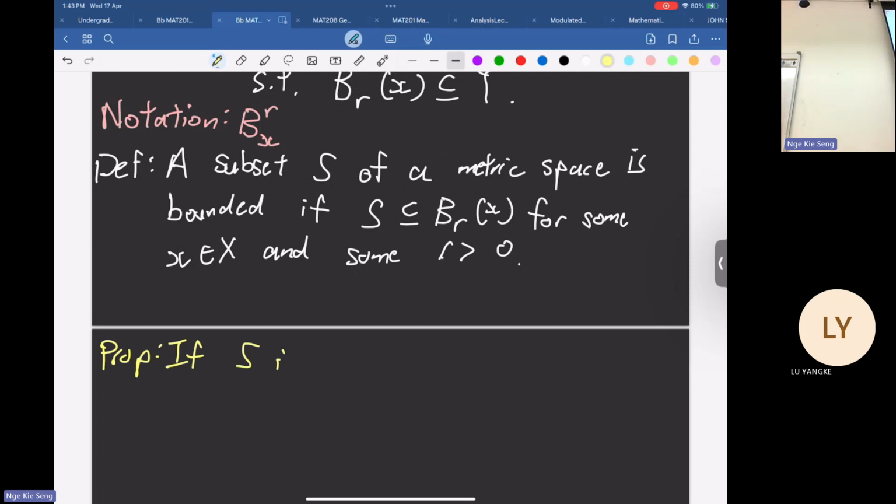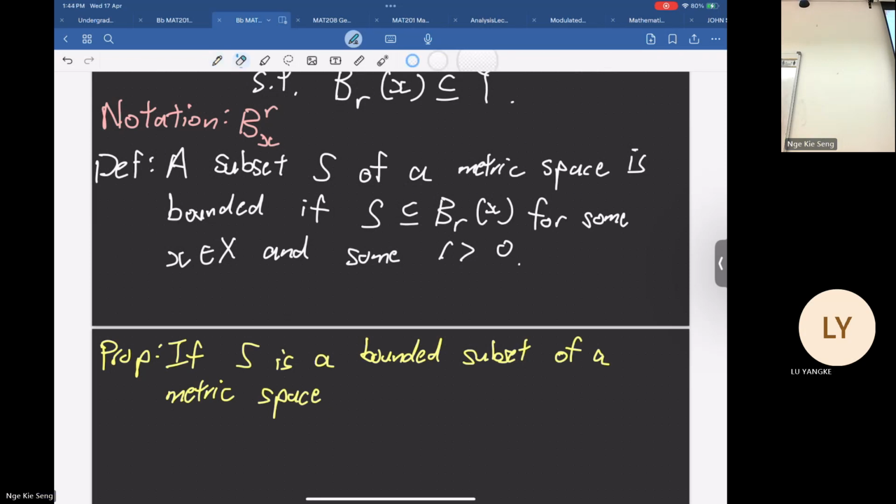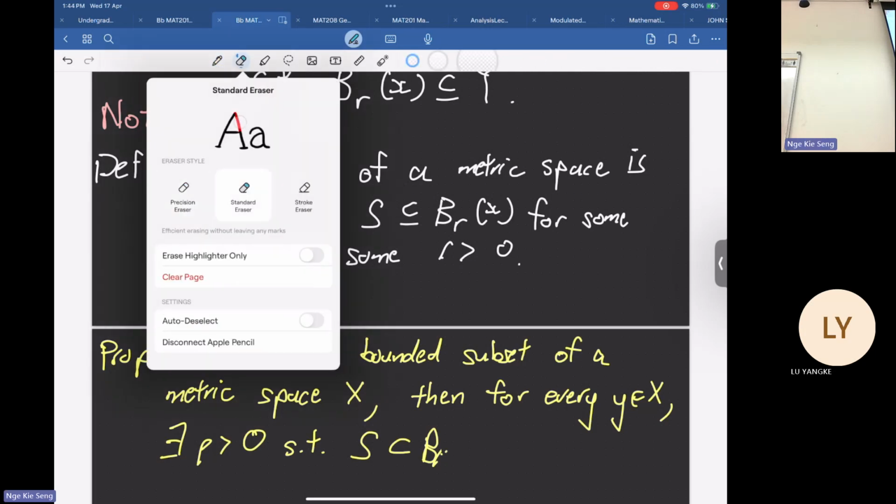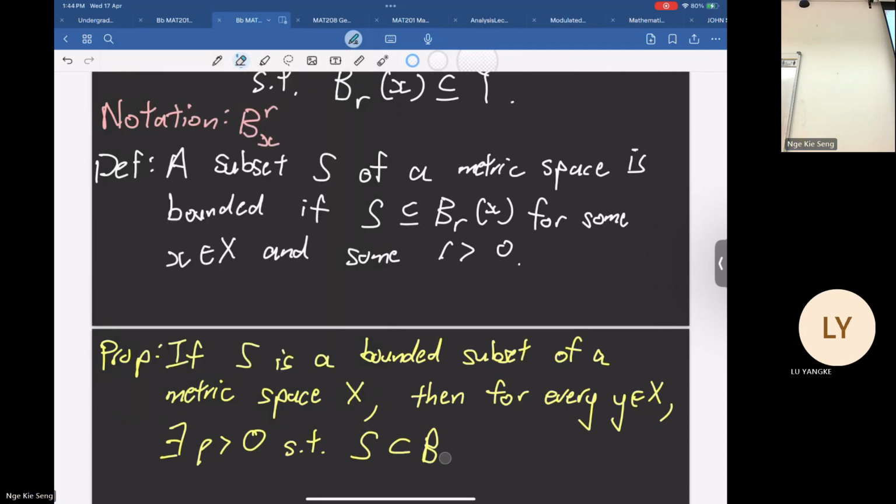If S is a bounded subset of a metric space X, then for every point Y in X, there exists a rho greater than 0 such that S is a subset of the ball with radius rho centered at Y. Okay.